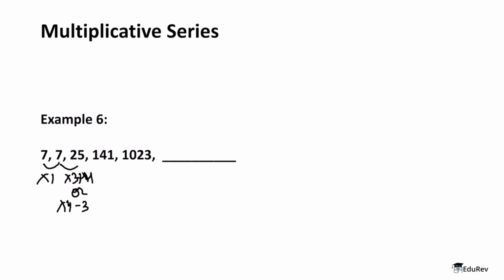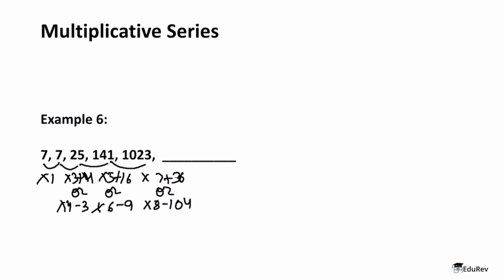And because we do not know the pattern here, we are going to try both of them in order to understand which pattern is going on. From 25 to 141, we have it into 5 plus 16, or we could put it into 6 minus 9. From 141 to 1023, we have into 7 plus 36, or we could put it into 8 minus 104.